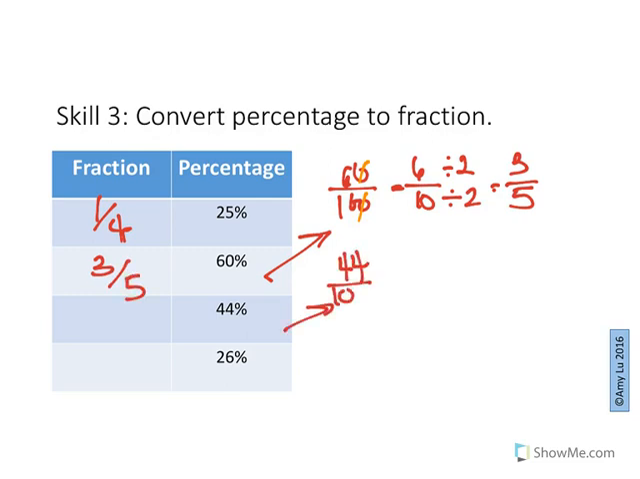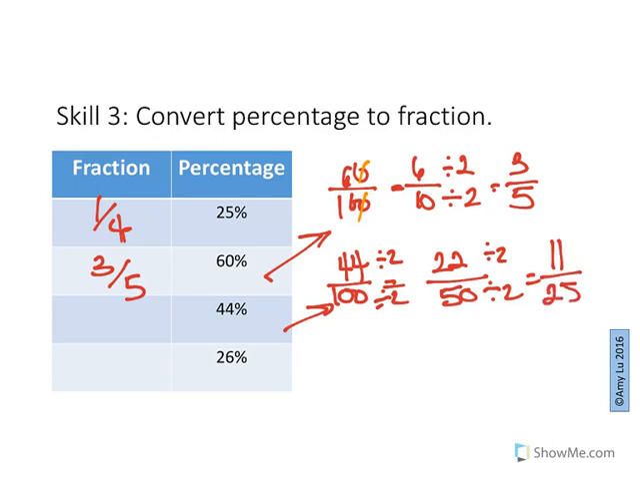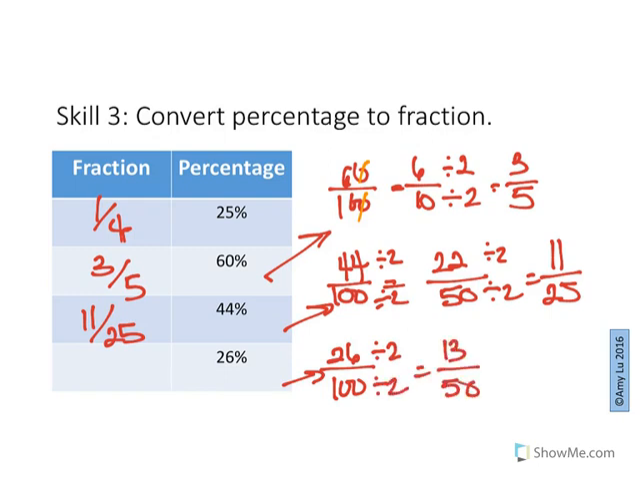44% is 44 out of 100. I can divide by 2, which makes 22 out of 50. I can still divide by 2, and this will make 11 out of 25, and that's it, 11 out of 25. The last percentage is 26 out of 100. Let's divide by 2. This will make 13 out of 50, and that's the furthest you can go. So this last fraction is 13 out of 50. And that's it.